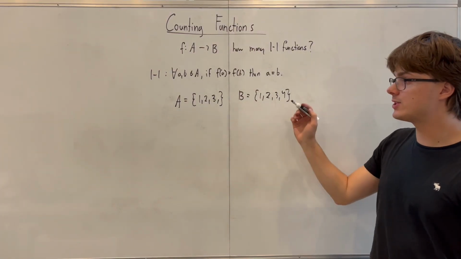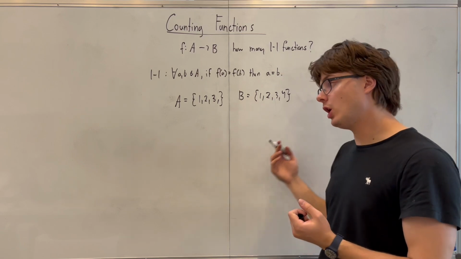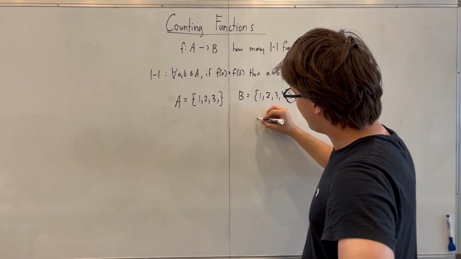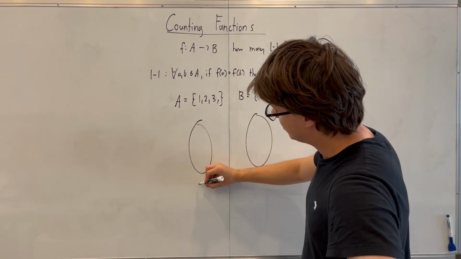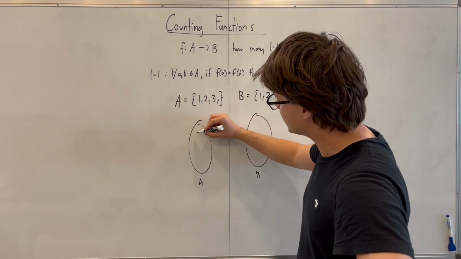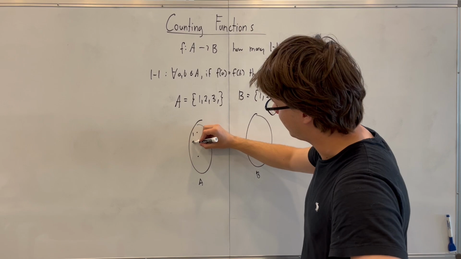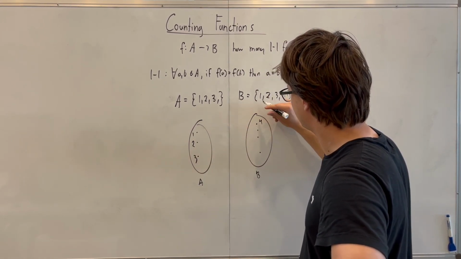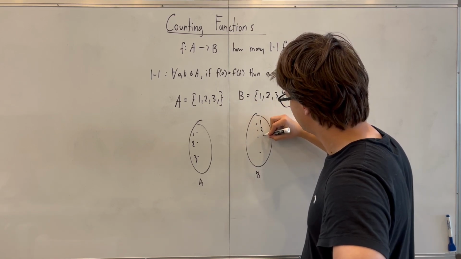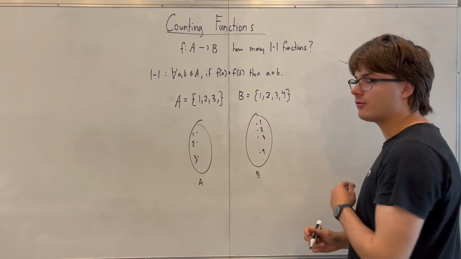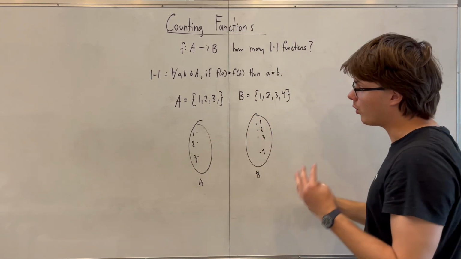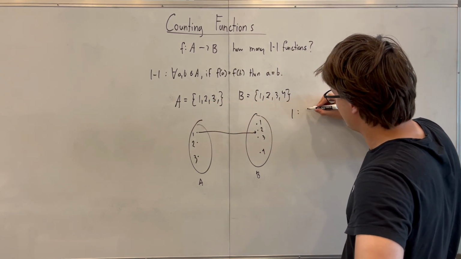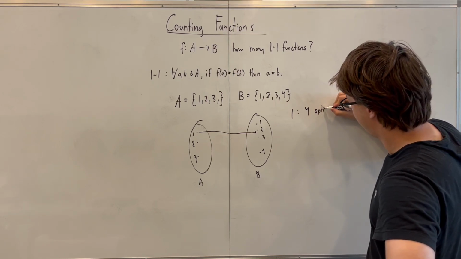So now I've increased B and made A smaller than B. So we know we're not going to follow that rule. Let's go ahead and think about this. How many possible ways can we map the first element to something in B? 1, 2, 3, 4. When mapping the first element, how many options do we have? We have 4 options, right? We can map it to something like this. So 1 has 4 options.